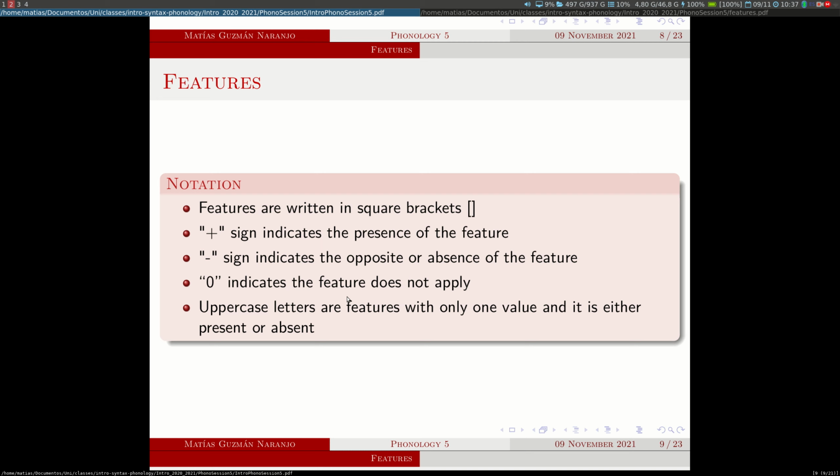So features are binary, more or less. Usually you have plus and minus signs for each feature, but sometimes you can also use a null. And so a plus sign means that the feature is present, a minus sign indicates that the feature is absent, and a null sign indicates that the feature cannot apply to that particular sound, and we will see this in a bit.